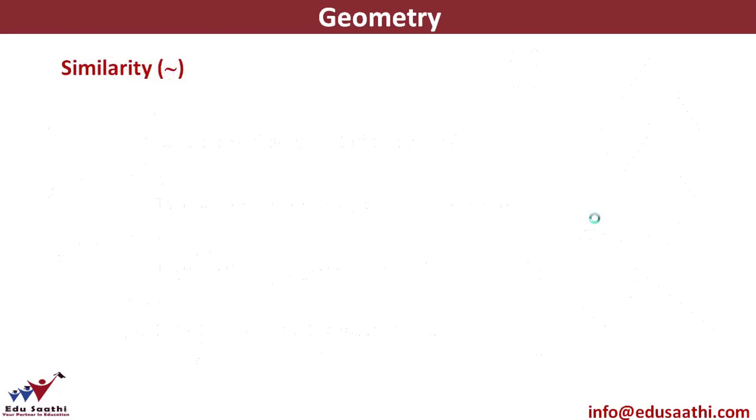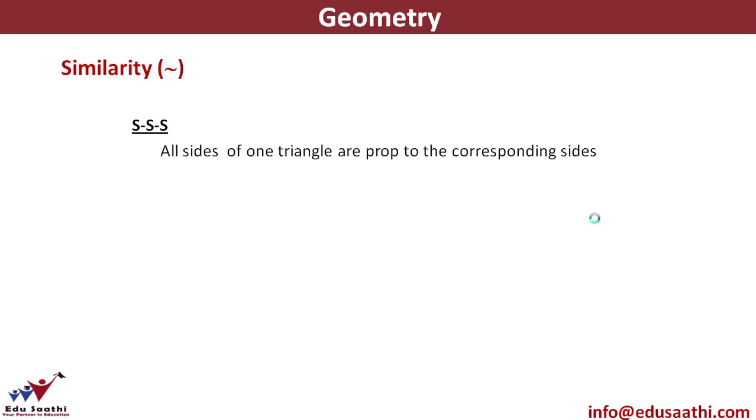Similarity. If I have to prove that the two triangles are similar, I would use a similar pattern to what I've just used, with a little difference. SSS, in case the triangles are congruent, the sides have to be equal. In case the sides do not turn out to be equal and they turn out to be proportional, that means the two triangles are similar only and not congruent. All the sides of one triangle are proportional to the corresponding sides of another triangle.